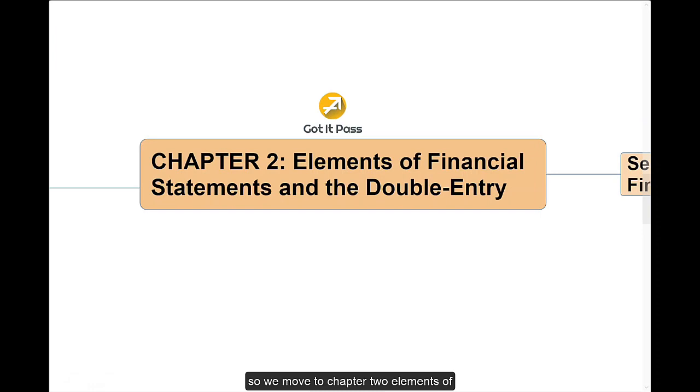So we move to Chapter 2, Elements of Financial Statements and the Double Entry. Again, an important area for us. This whole area of double entry, as I've mentioned from the outset, is key to your success in the exam. Let's take a look at the first area.